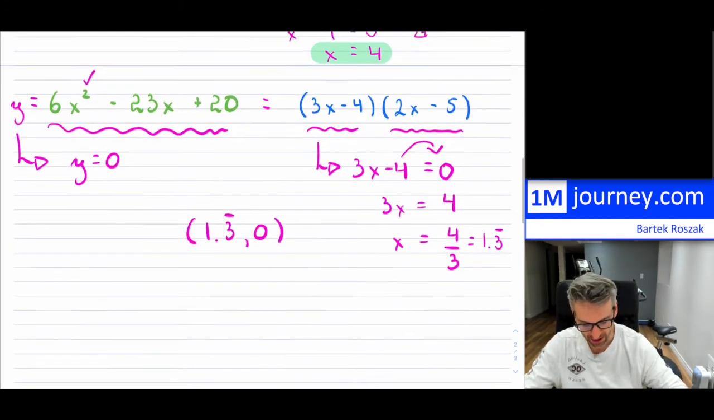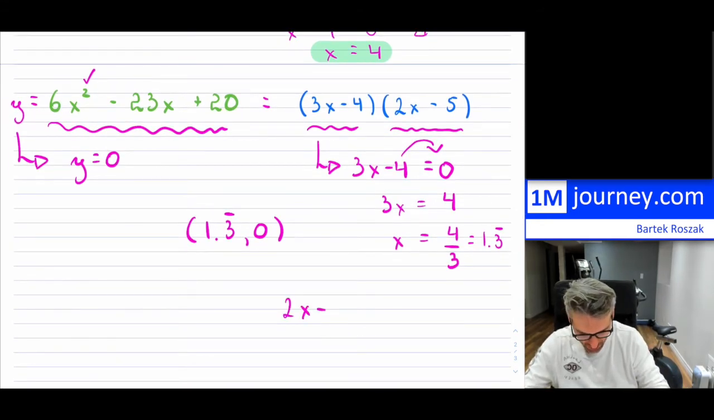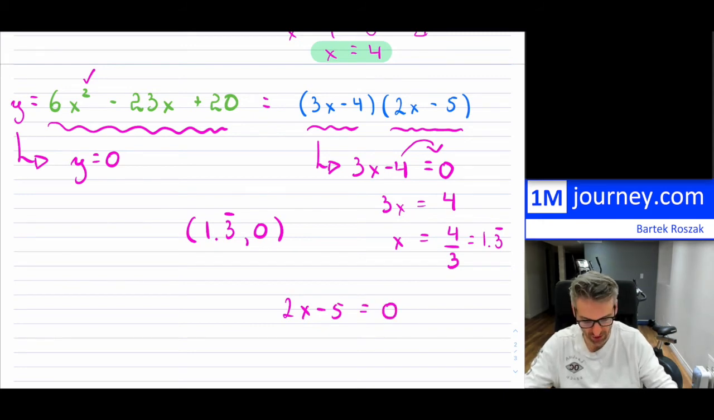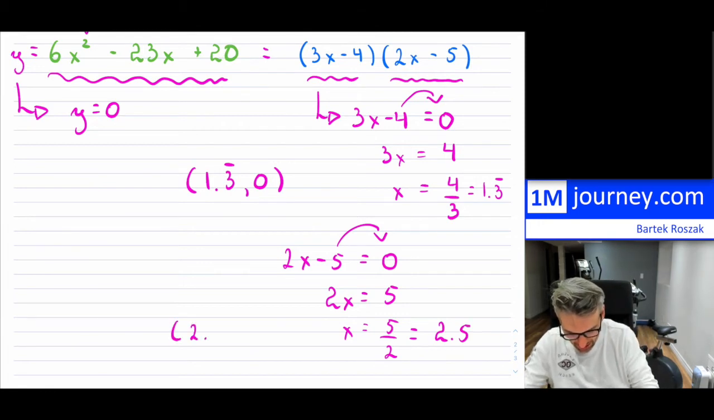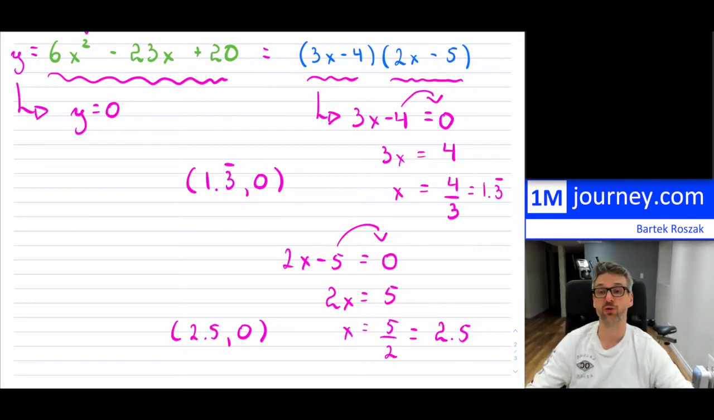The second one is going to be 2x minus 5. If you set that to 0, and now you play around with it, meaning I'm going to switch this and isolate it for x, it's going to be 5. I'm going to divide both sides by 2. I'm going to get 5 over 2. Now this one's a little bit nicer. It's going to give me 2.5. That is your second place where the graph is going to intercept the x-axis. So I have two roots, 4 over 3 and 5 over 2.